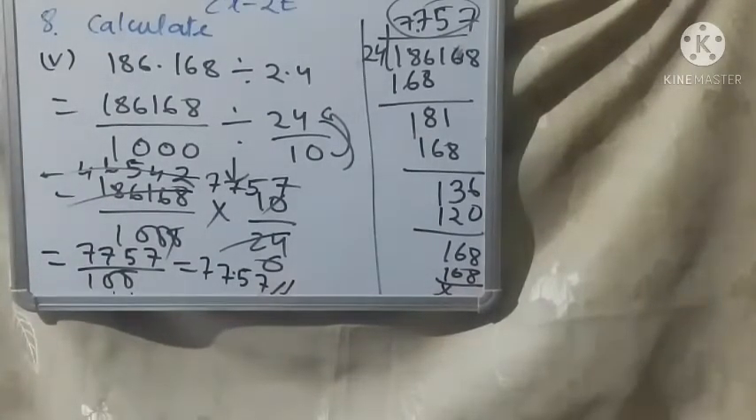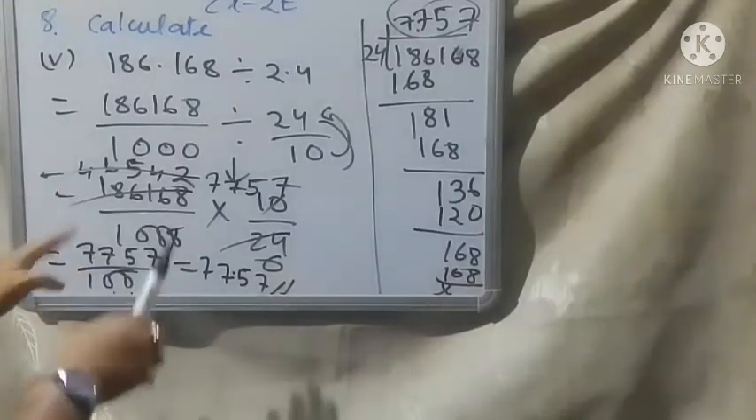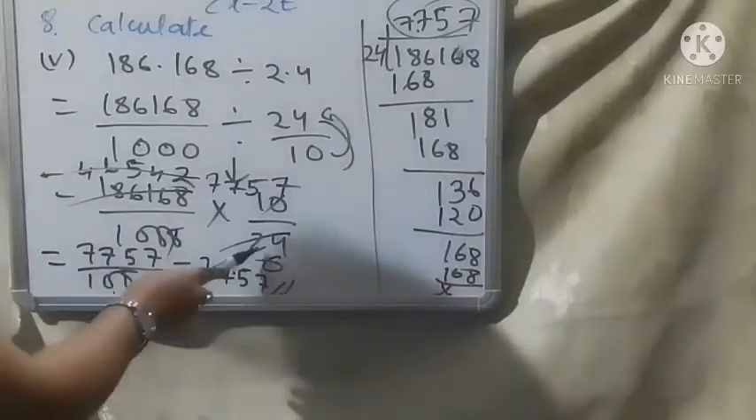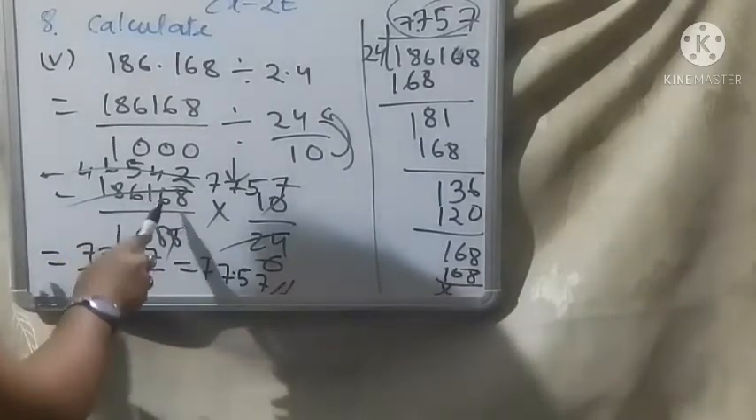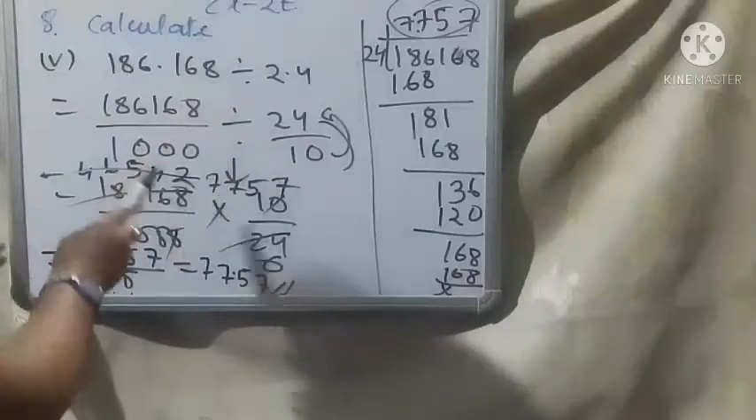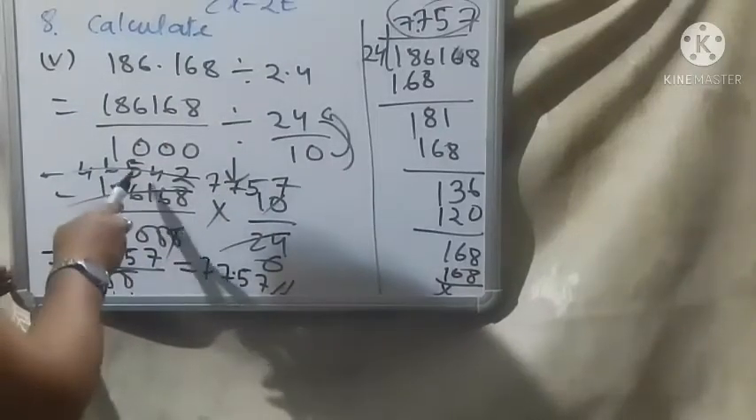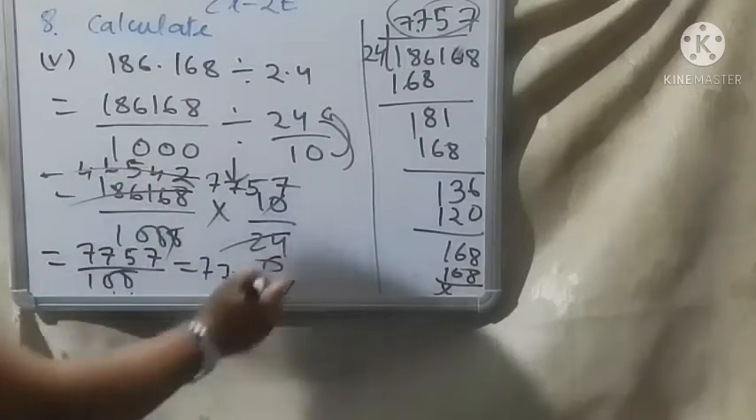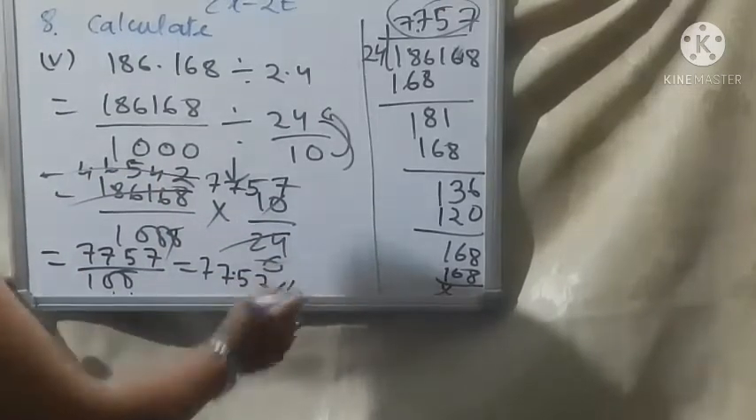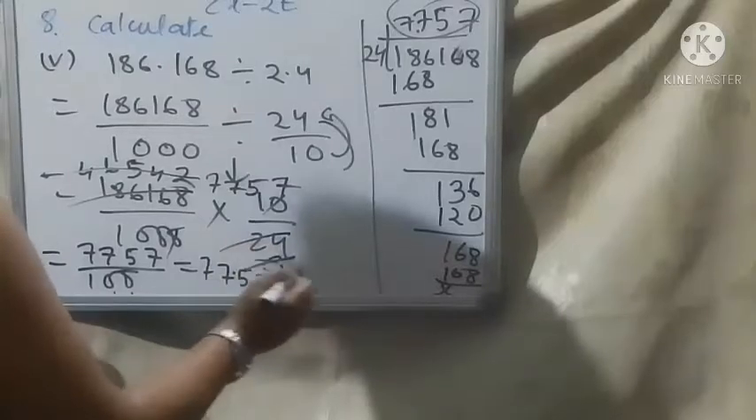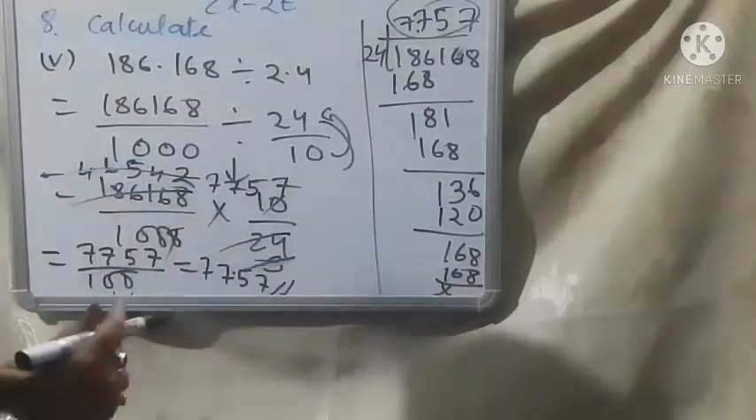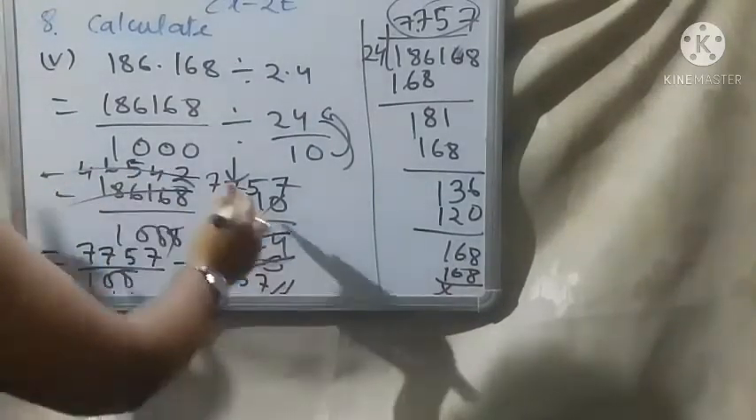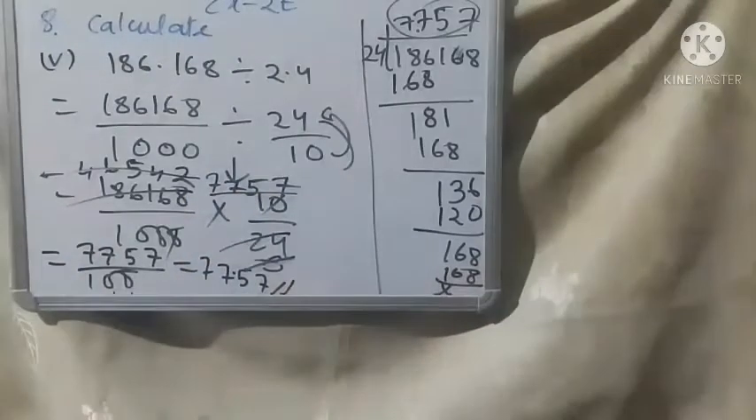Okay, you please take the screenshot, and don't be confused on the cancellation. First I divided both 24 and 168 by 4. After that I divided both by 6. After dividing I got this answer, and here 6. After that I divided by 6. I cancelled 6 and I have got this answer 7757. Please take the screenshot.